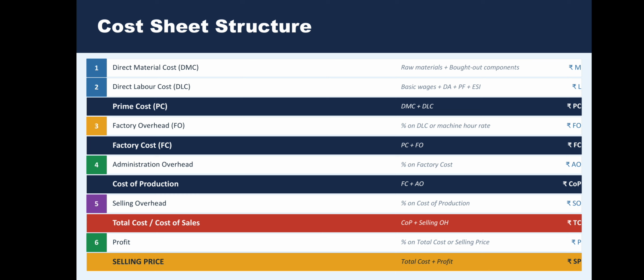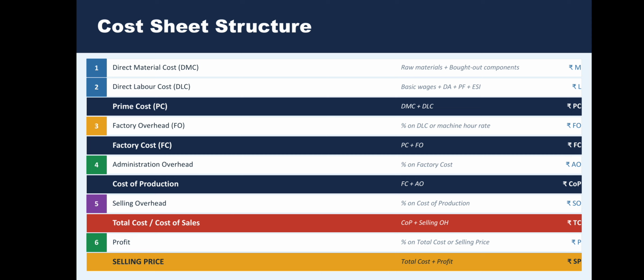And the third one is factory overhead, FO. Percentage of DLC or machine hour rate is the factory overhead. The factory cost FC is equal to PC plus FO. PC means prime cost, FO means factory overhead cost. From the above equations, we can also find out the factory cost.